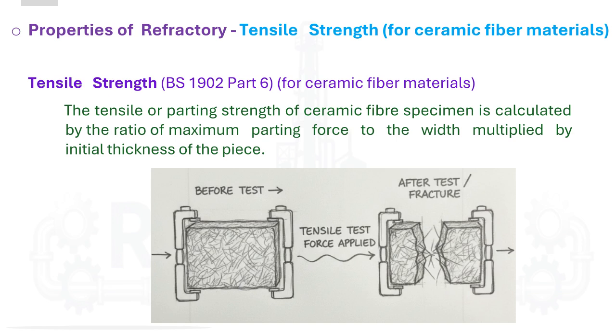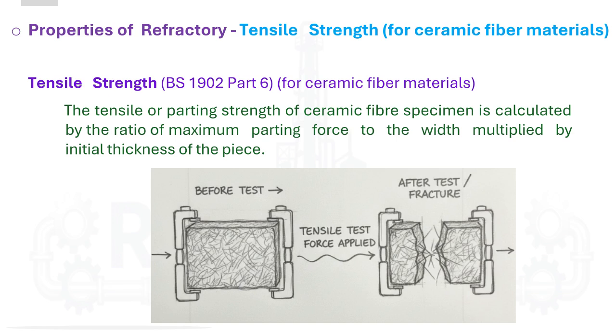Because fiber blankets experience tensile stresses in several ways. When they are installed on curved furnace walls, they are stretched and pulled. During operation, vibration creates cyclic tensile stresses. Thermal cycling adds another layer of stress, as different parts of the material expand at different rates. The overall integrity of the fiber blanket depends on its ability to maintain tensile strength under these conditions.